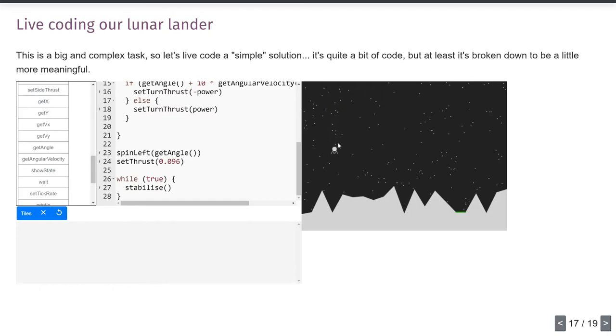And there we go. And that is now getting itself upright and just descending gradually. Maybe let's make that thrust a little bit bigger. And so, still descending a little bit.